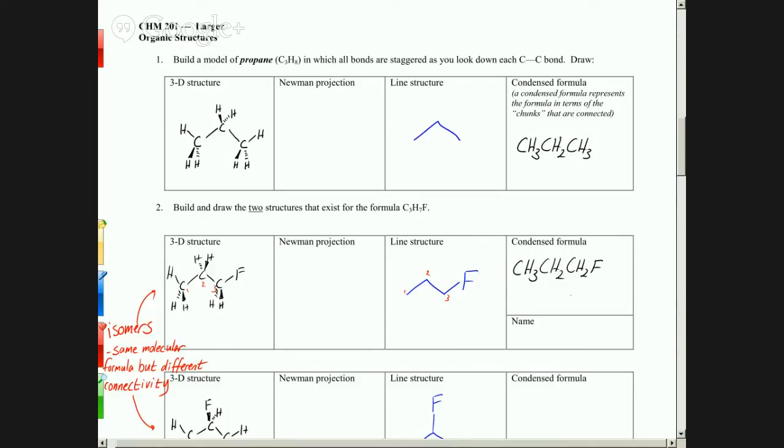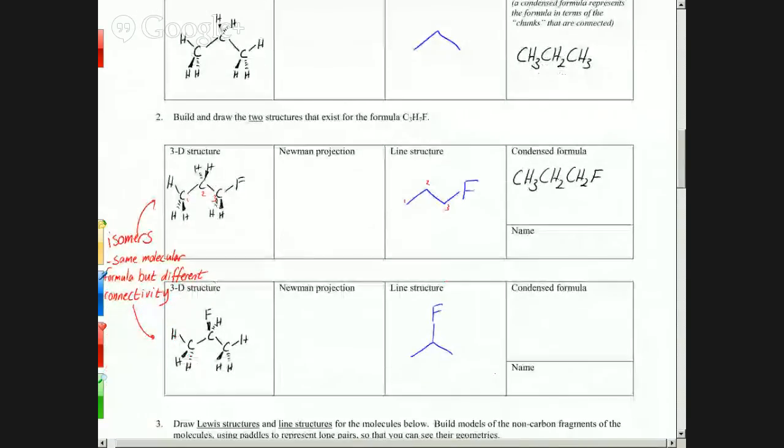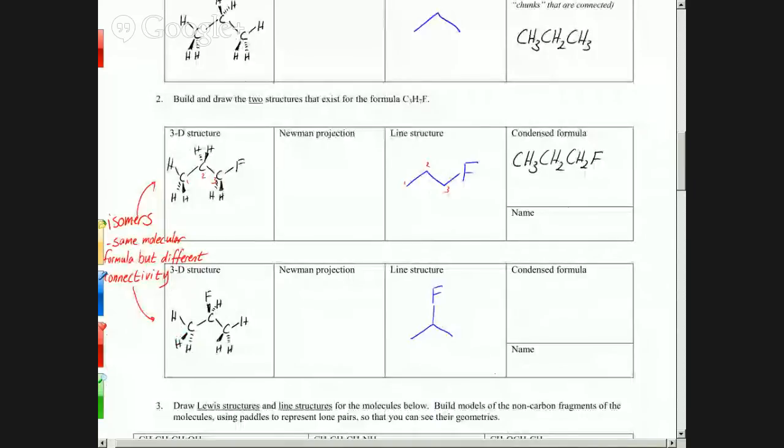Like CFH2 instead of CH2F. Yeah, sure. So it could be on this side instead. Well, we have to think about this now. It's not CH2F. It would be CH3 and then CHF, right? And then CH3 again. So we've got CH3, CHF, CH3.